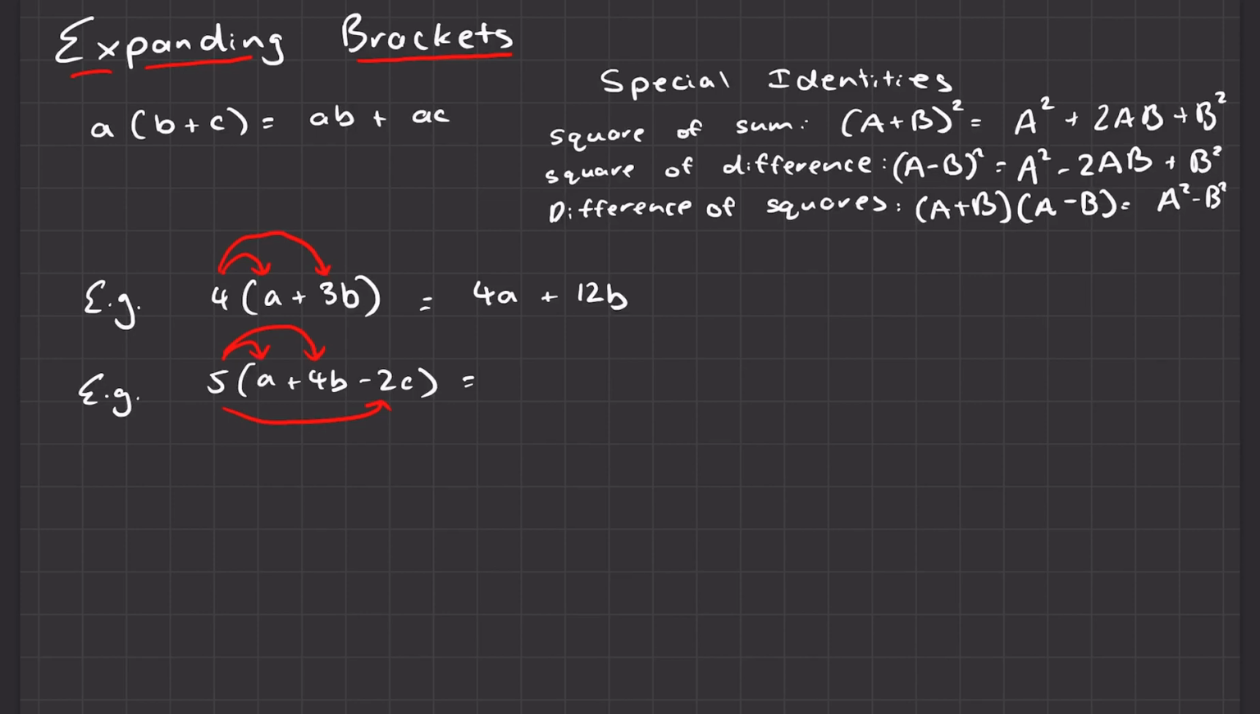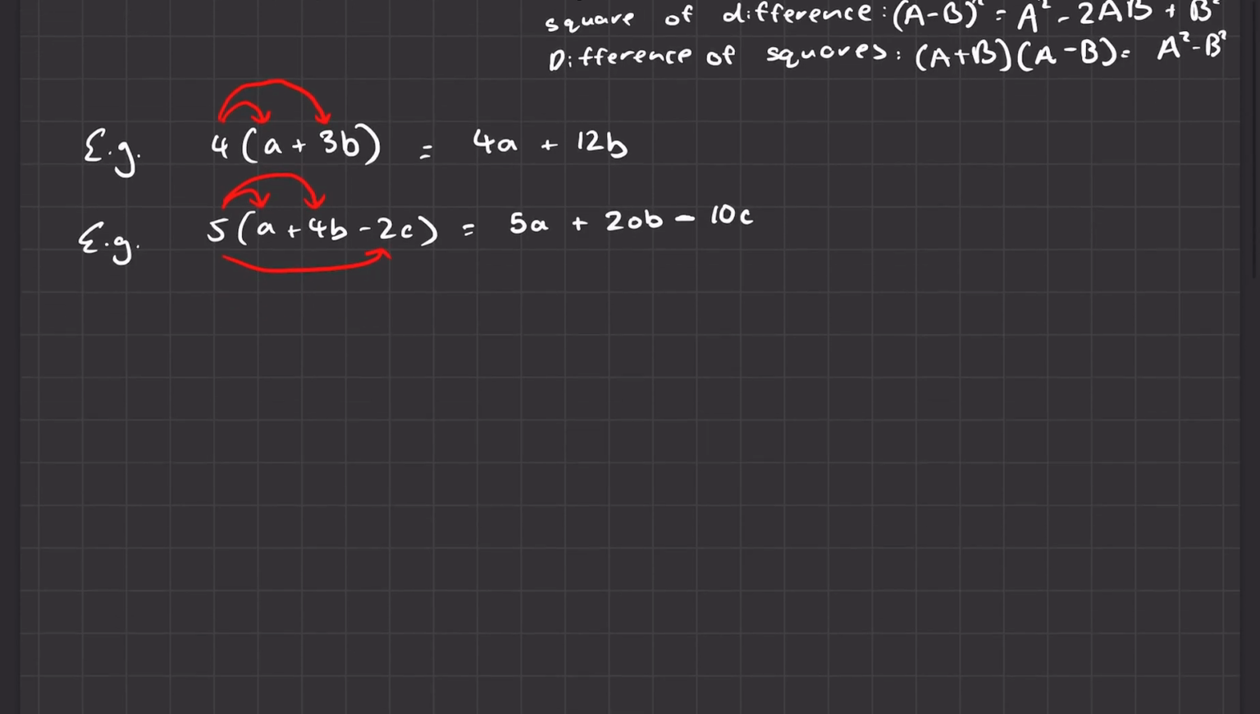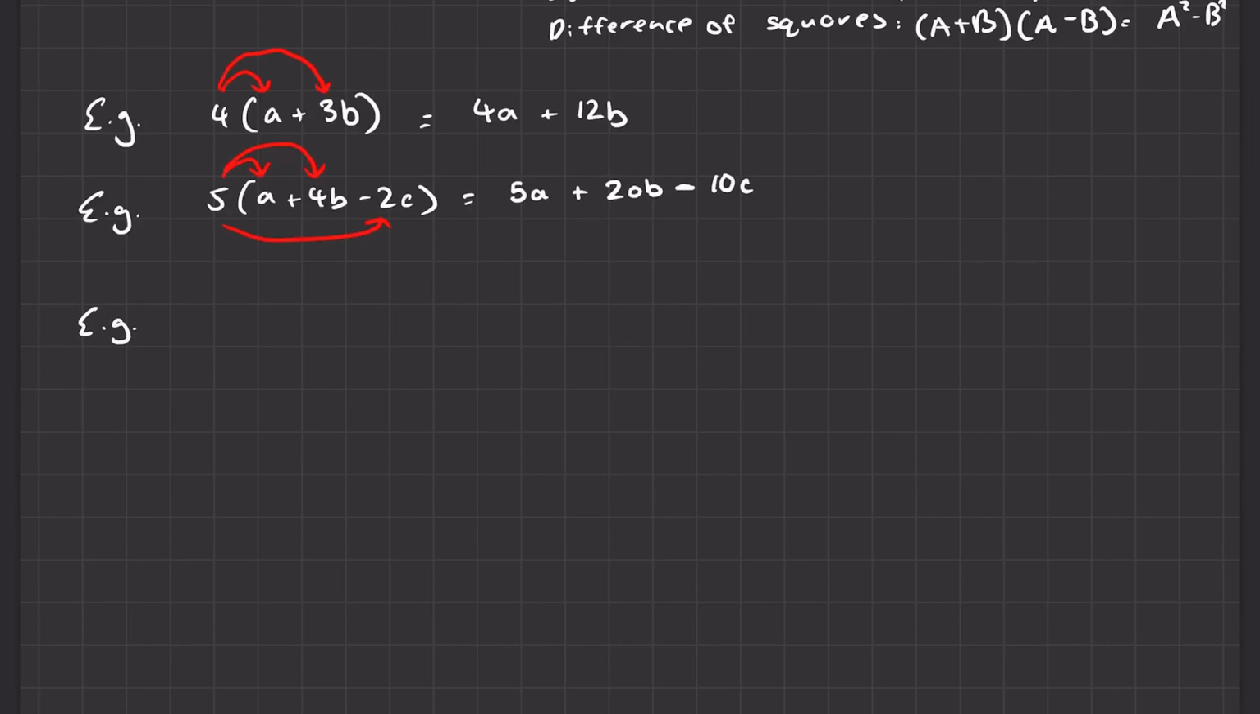Now the first one would be 5a, 5 multiplied by a. The second one, as they're both positive, would stay positive, which would become 5 times 4b, 20b. And then the final one has a negative in front, so we need to put a negative first, and then just do 5 times 2c, which becomes 10c. And that is your answer. Keep in mind, a lot of these questions will have extra steps where you need to group certain values together to simplify. And now we will cover one of these in our next example.